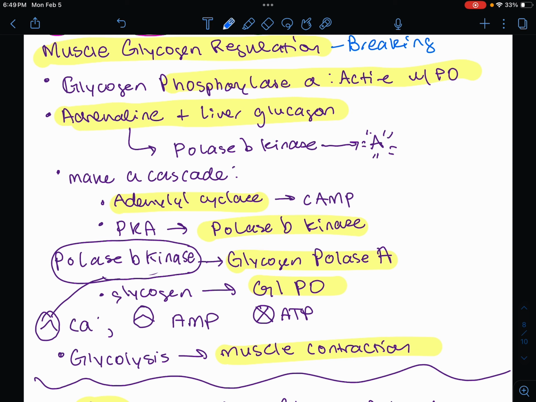However, when we have epinephrine from muscle activity, so it's like adrenaline, and glucagon in the liver, this is going to trigger the phosphorylation of the phosphorylase B, converting it into the much more active form, phosphorylase A. Again, remember, phosphorylase A, that's like phosphorylase active. It's much more active than phosphorylase B.